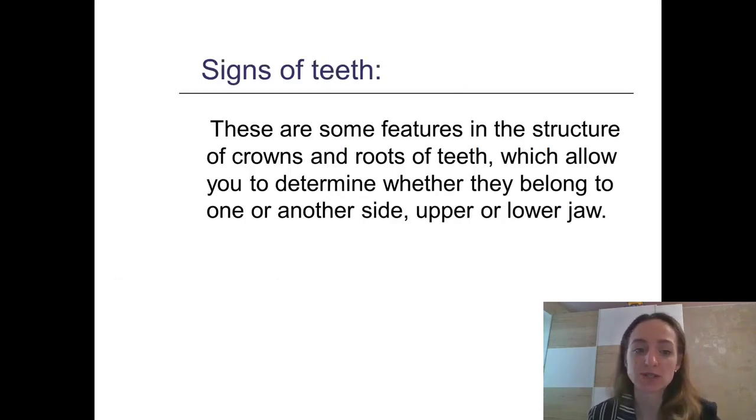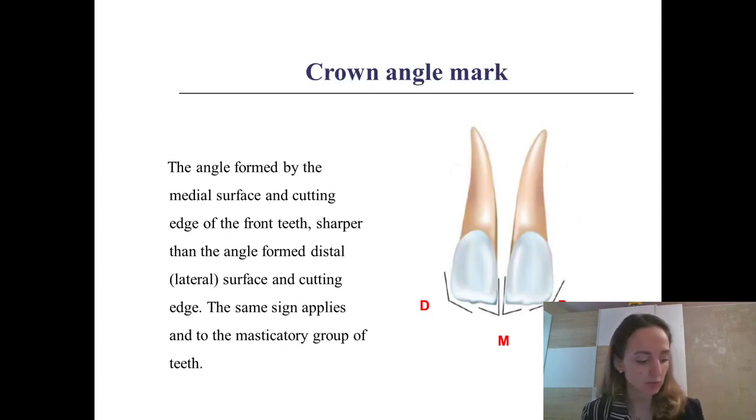These are some features in the structure of crowns and roots of teeth which allow you to determine whether they belong to one or another side, upper or lower jaw. Crown angle mark: the angle formed by the medial surface and cutting edge of the front teeth is sharper than the angle formed by the distal or lateral surface and cutting edge. The same sign applies to the masticatory group of teeth. Okay, distal surface and medial.